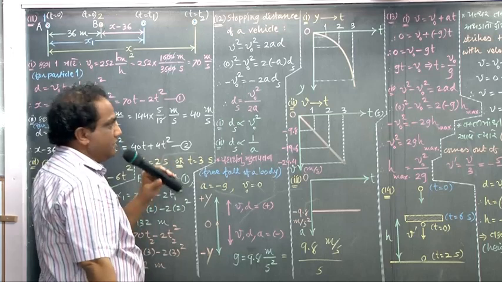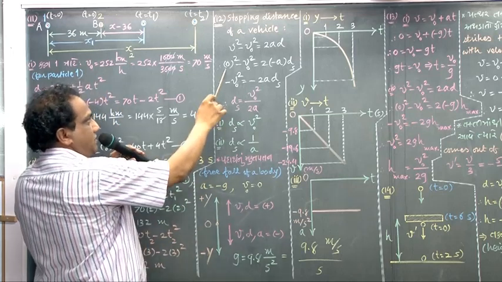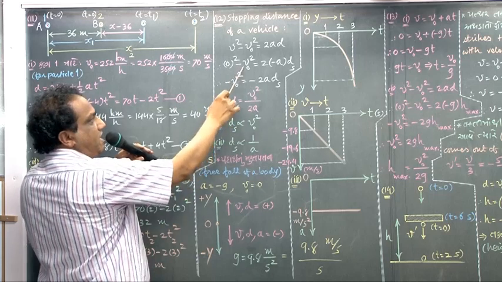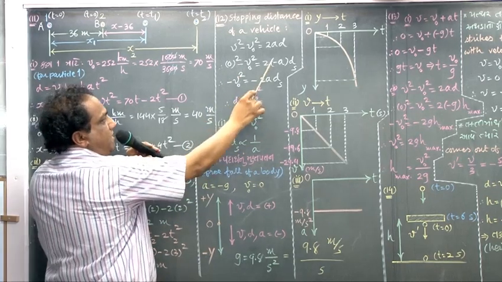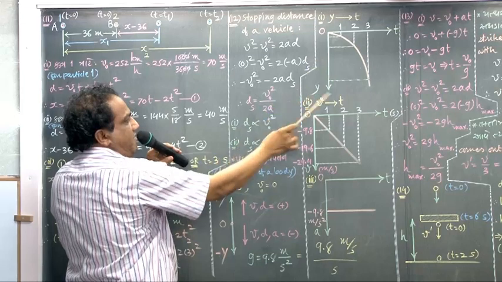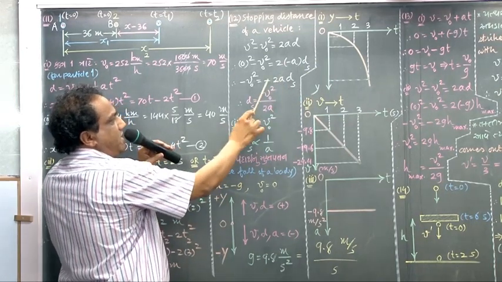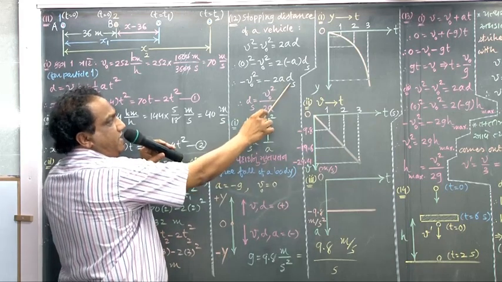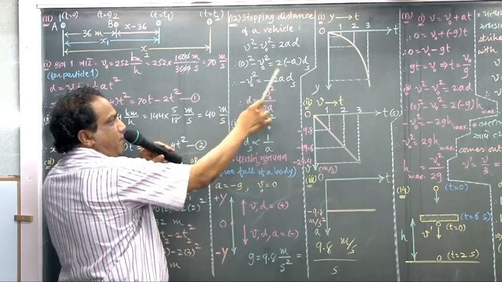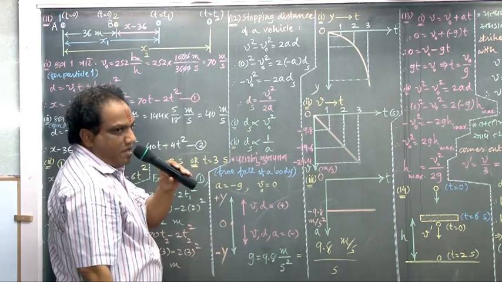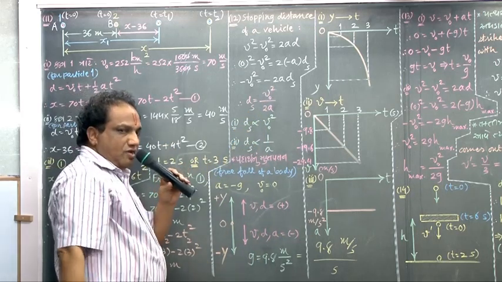Now this is 0 only. This is minus V0 square. Minus V0 square equals minus 2a ds. Minus minus plus. Find out ds. It is V0 square upon 2a. Everybody, V0 square. So what should you learn from this?